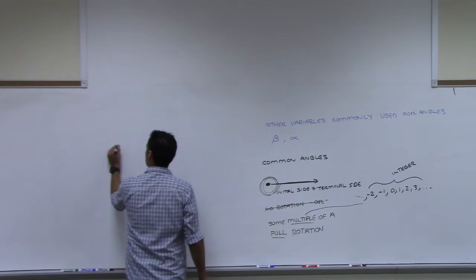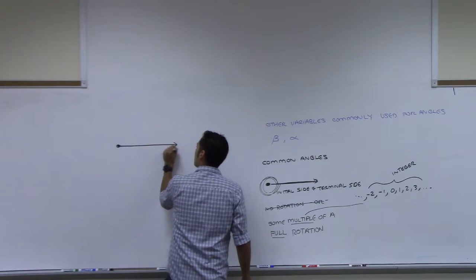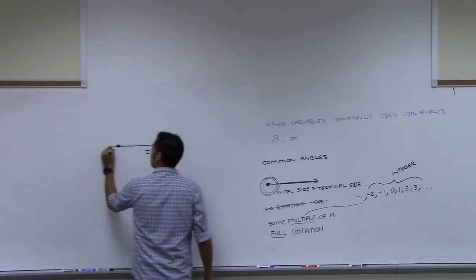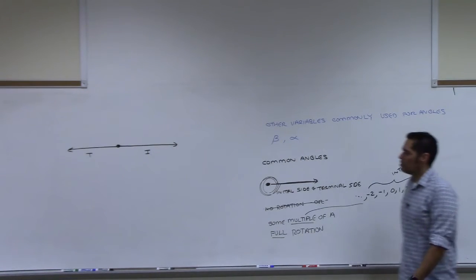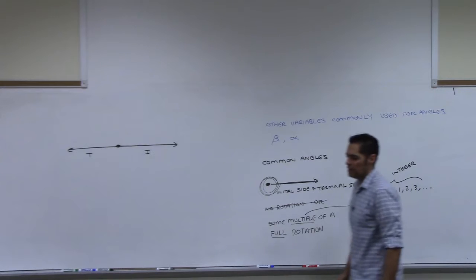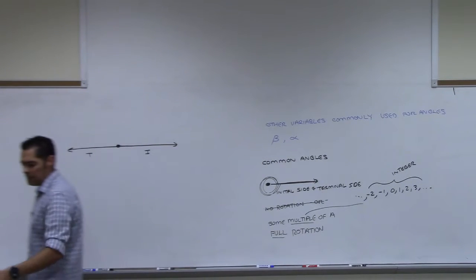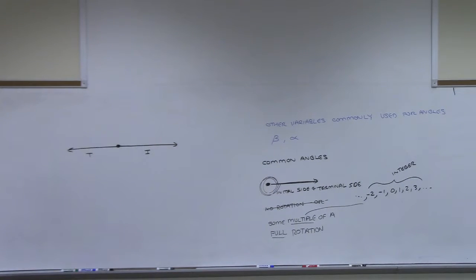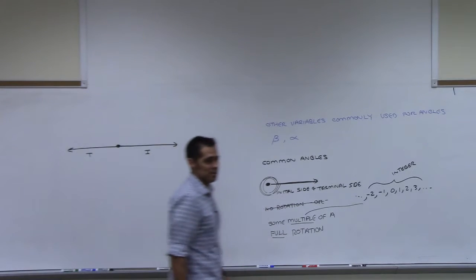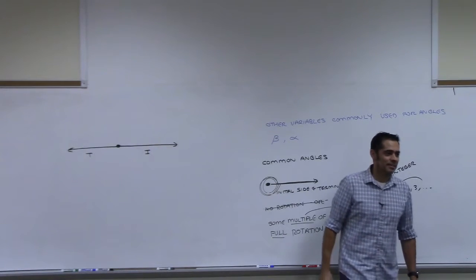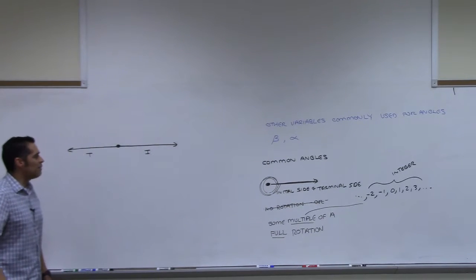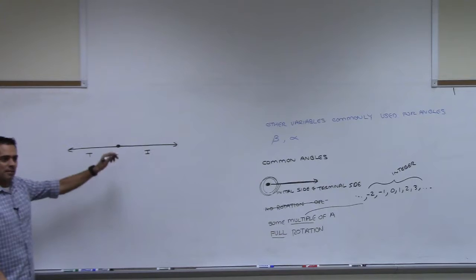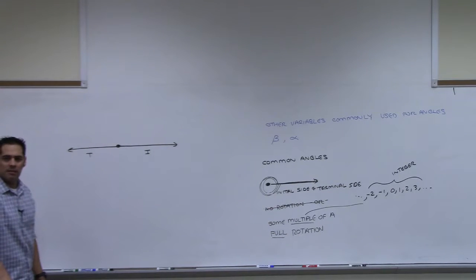How about like this? I'm just going to put I for initial and T for terminal. Is that okay? So we've got our standard position. So what can you tell me about this? 180 one way or the other. I'm going to act like I have no idea what you're talking about when you say 180. Oh, you're right, but I haven't spoken that. One way or half a rotation. Yeah, it's like a half rotation, right? Could you say a multiple of a half rotation?